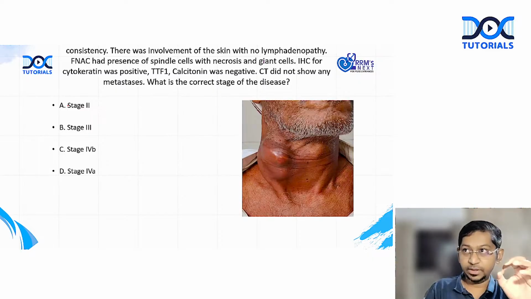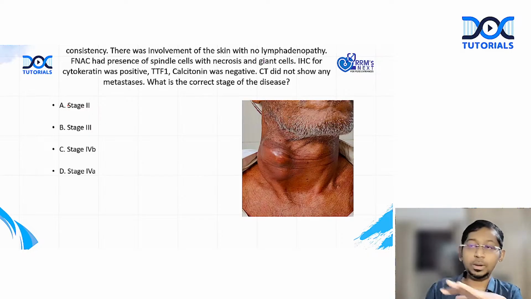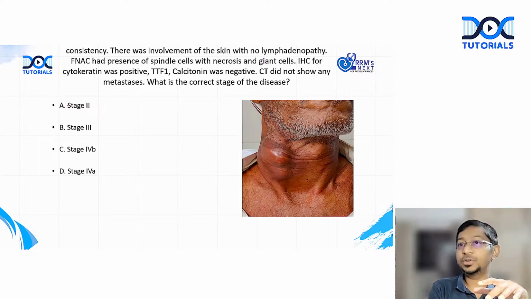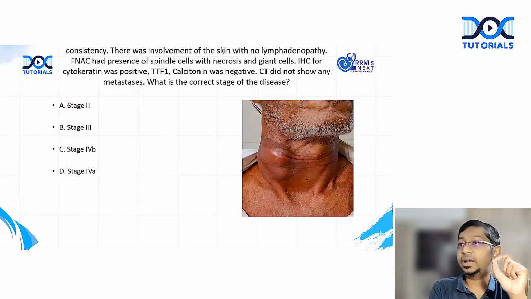A 44-year-old male with a thyroid swelling, hard in consistency, with involvement of the skin. There is no lymphadenopathy. They have also given us an FNAC. The FNAC is showing spindle cells, there is necrosis, there is presence of giant cells, and they've also given us an IHC picture. The IHC tells us that cytokeratin is positive, TTF1 and calcitonin are negative. CT does not show any metastasis. So what is the correct stage of the disease?